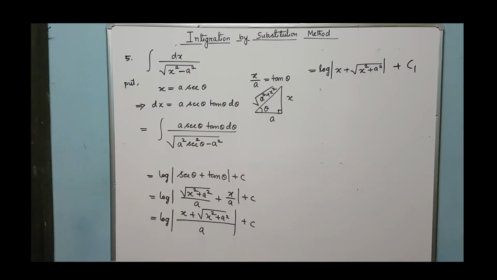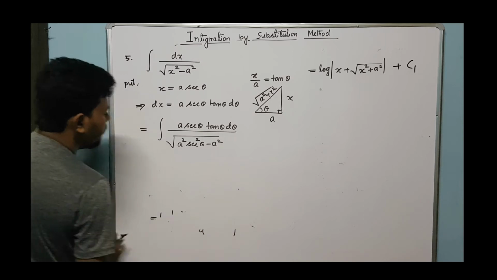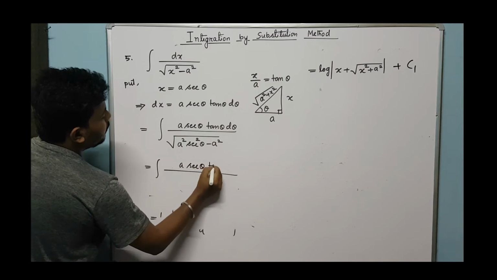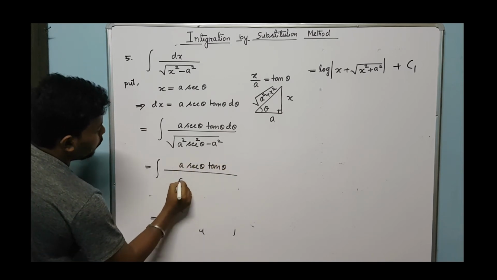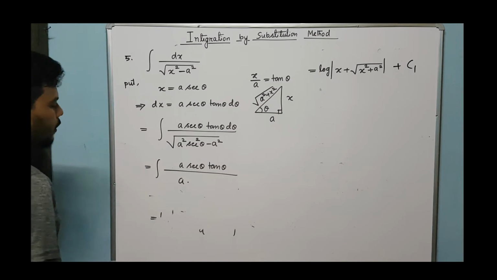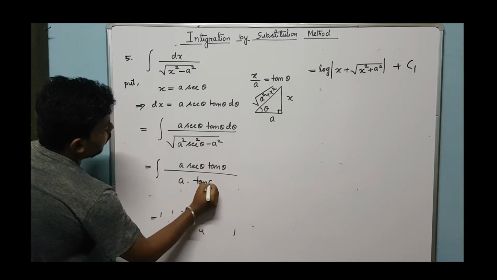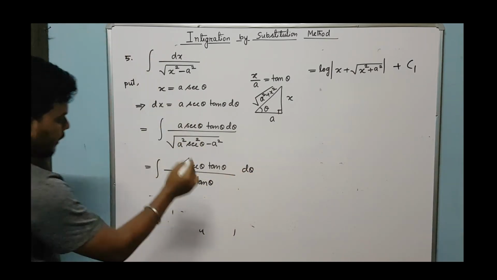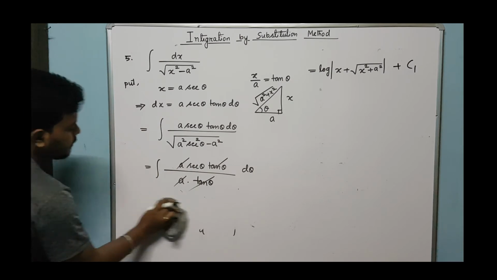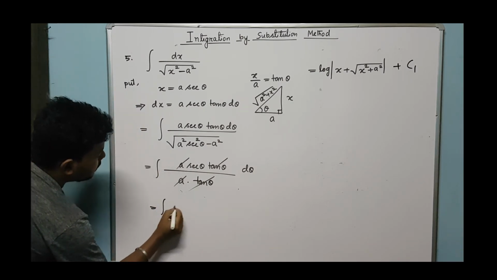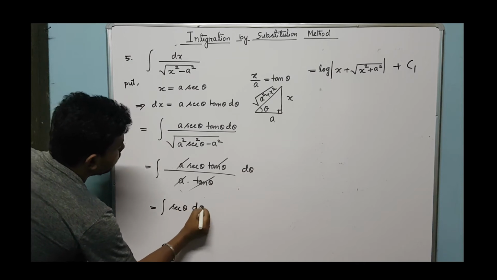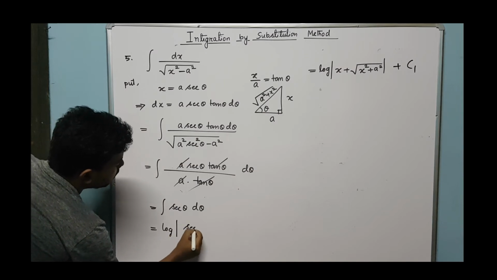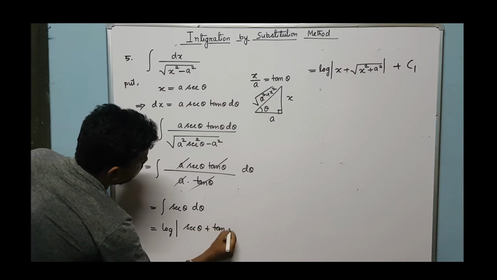If you take a square common, it will be a sec theta tan theta d theta over a into, for sec square minus 1, it is again tan square theta. Take square root, tan theta d theta. So a gets cancelled, tan theta gets cancelled. It is again sec theta d theta. Now integrate this, you will get log of mod of sec theta plus tan theta plus c.